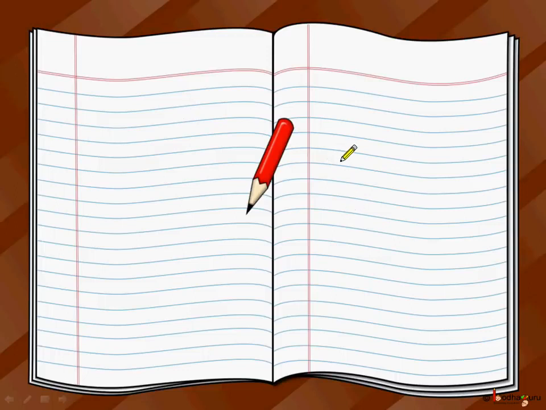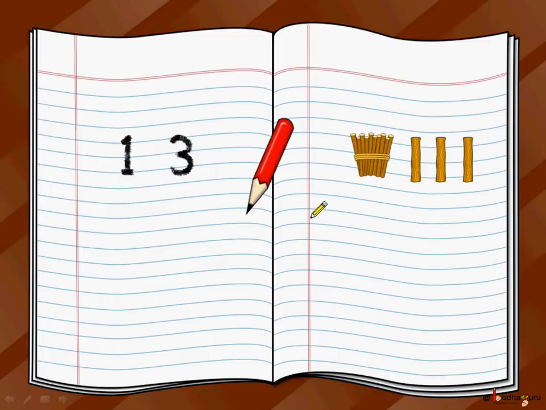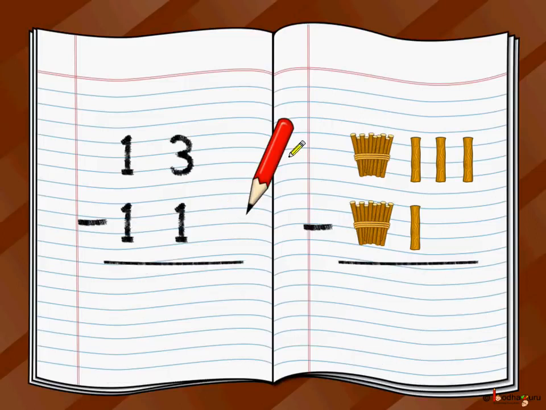Let's take an example. Say you have 13 sticks, and from that you want to take away or remove 11 sticks. What do you do? You start from the ones position, and from the 3 sticks you take away 1 stick. So I have removed that from the top, and whatever is the pending number of sticks, I get it down. So it is 2 sticks pending.